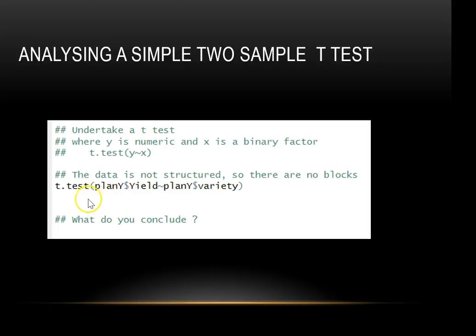So for my particular data, I'm going to say t-test, because that's the function. And then instead of y, I'm putting my yield variable. So it's coming from this data set with the yield. plan y $ yield gives me the y variable. I've got the tilde there, which is what's up here. And then this one is the variety. So this is the x. And then you run the t-test and see what you conclude.